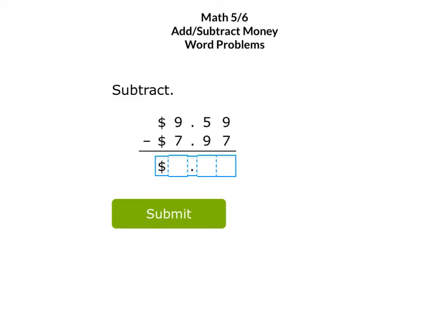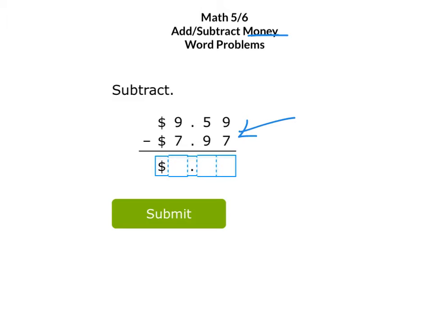All right, so here's one. It has it already lined up for you, and in this case we are subtracting. So when you are subtracting money, you treat it as you would any other decimal. It just has a money sign at the front. Okay, so you're going to start on the rightmost place value and subtract. If you have to borrow from the next column over, that's how you do that.